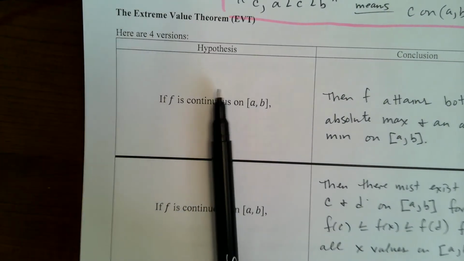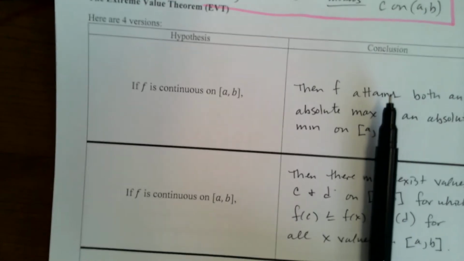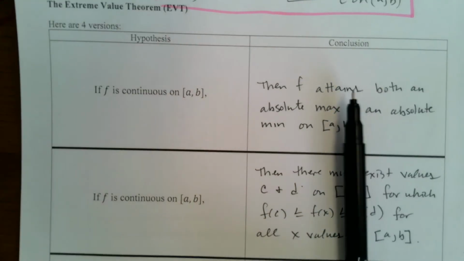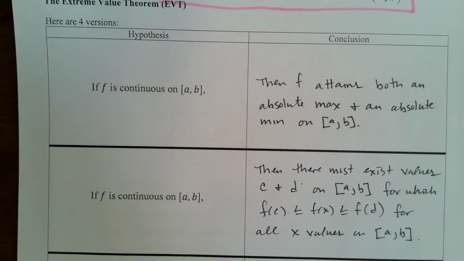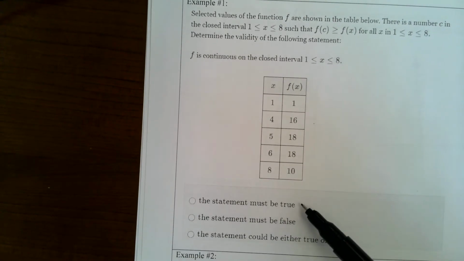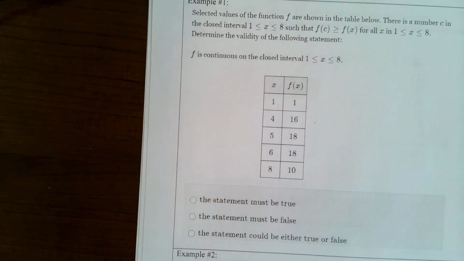So it says if this, then this. It does not say if this, then this. So it doesn't go backwards. It doesn't say if we've got an absolute max, then the function must be continuous. So here they're kind of trying to trick you. So the question is, the statement must be true, the statement must be false, or the statement could be either true or false.